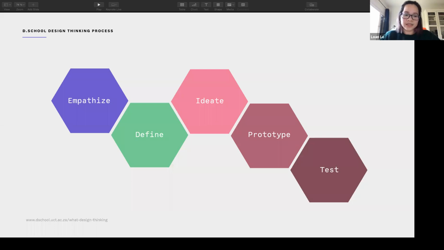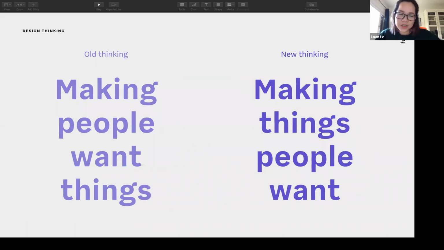The key principle of this process is to help shift the thinking from making something and then trying to get people to want it, into really going through the trouble of getting to know the customer, finding out their needs and wants, and then starting to ideate your solution based on those insights. So, making things that people want.